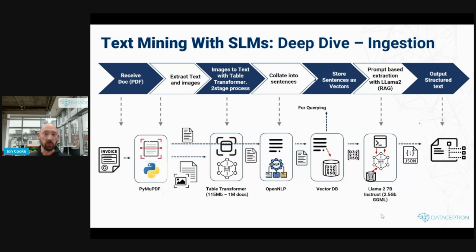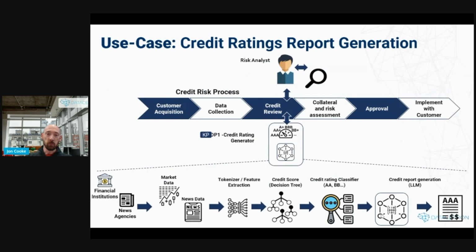So again, quite a simple use case, but it does show you we are using a number of small models here for different parts of the process. And it's all done on commodity kit. It's not done on massive compute farms, which is super interesting.